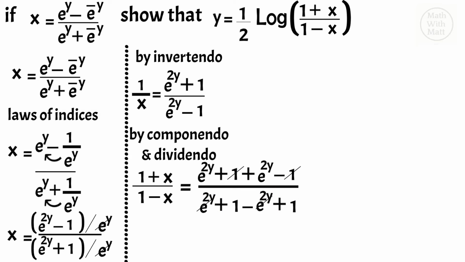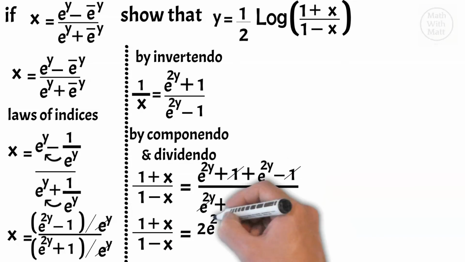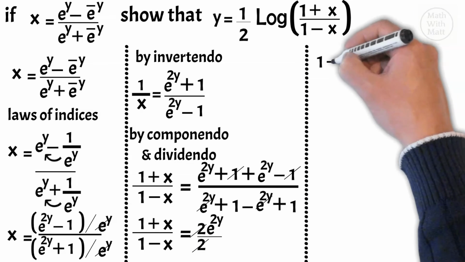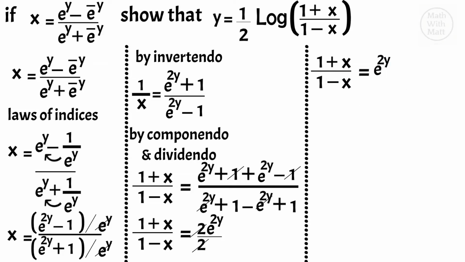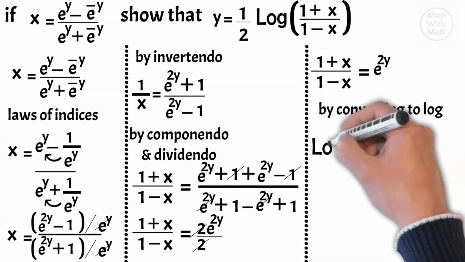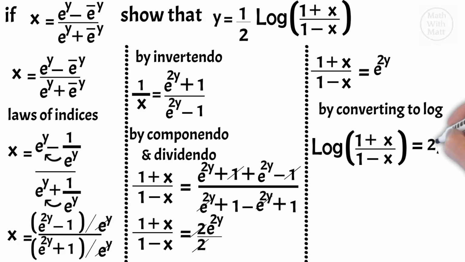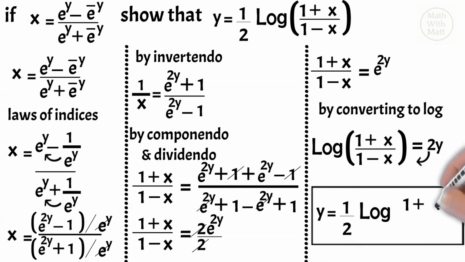Where 1 in the numerator and e power 2y in the denominator gets subtracted out, with 2 times e power 2y upon 2, in which further, 2 cancels out each other. And by converting to log, we get log of (1 plus x) upon (1 minus x) equals 2y. And with just taking the 2 to the left side, we get our desired equation, that is, y equals 1 upon 2 times log of (1 plus x) upon (1 minus x).